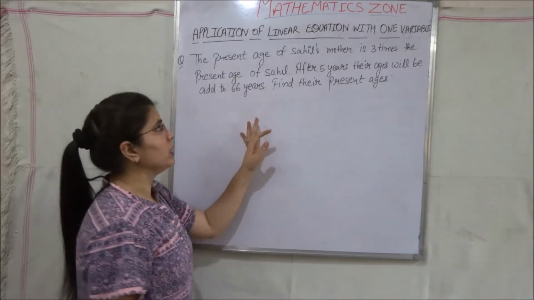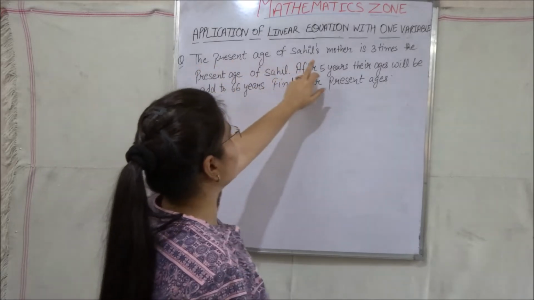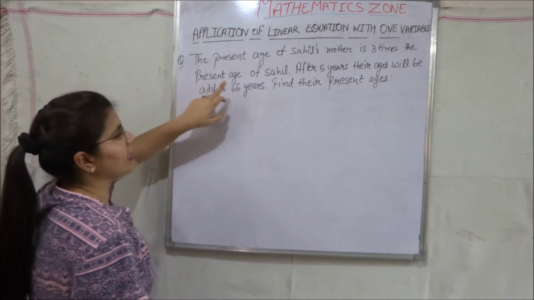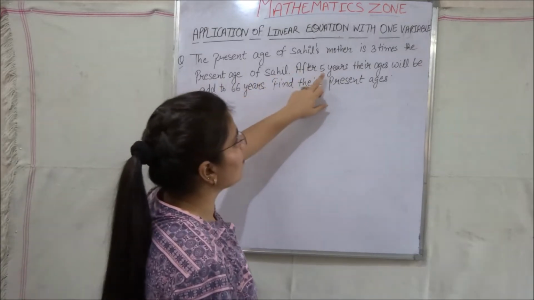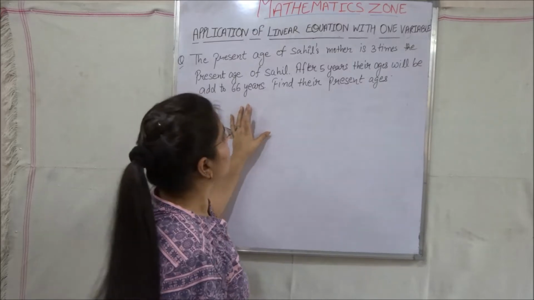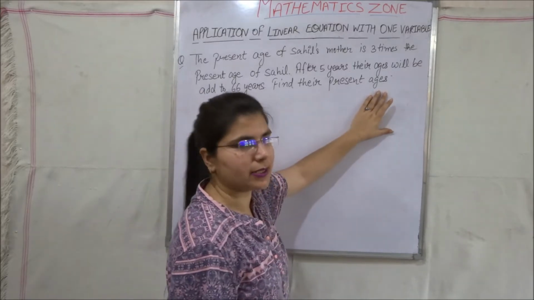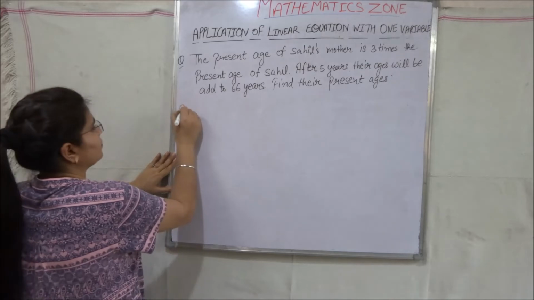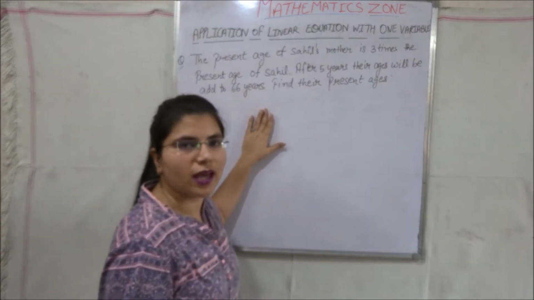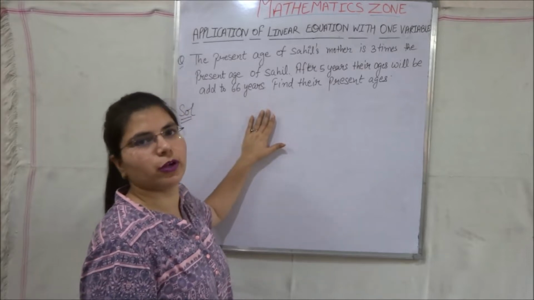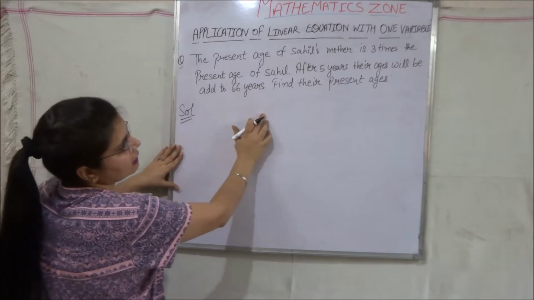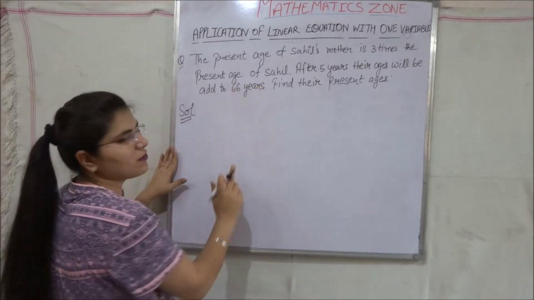Now in this question, the present age of Sahil's mother is 3 times the present age of Sahil. After 5 years, the sum of their ages will be 66 years. Now find their present ages. These types of questions are very important from the examination point of view.